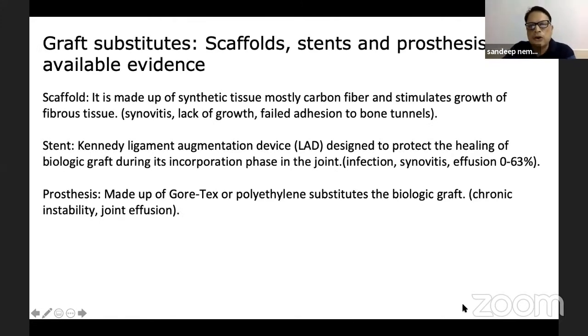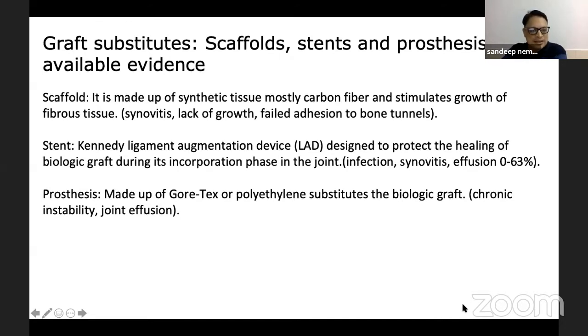Then, in short, about graft substitutes. So what are scaffolds, stents and prostheses, and what is the available evidence? If we talk about scaffold, it is made up of a synthetic tissue, mostly carbon fiber, and stimulates growth of fibrous tissue. But the problem is synovitis, lack of growth, and failed adhesion to the bone tunnels.